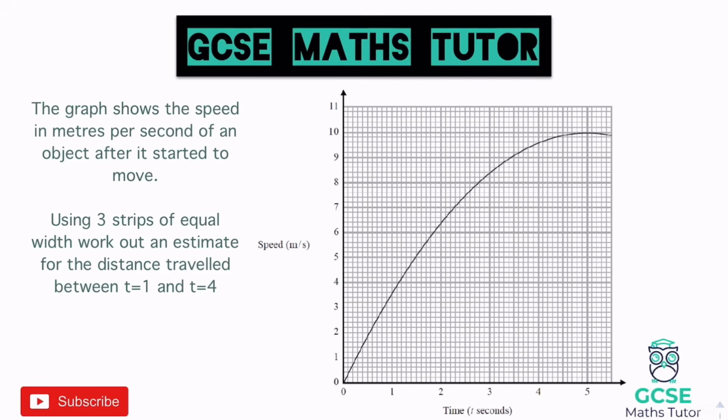So obviously, just bearing in mind, we're looking at t equals 1 to t equals 4. So t equals 1 is down here, and all I'm going to do is I'm going to draw a straight line up to the graph, and there we go, that's my t equals 1.